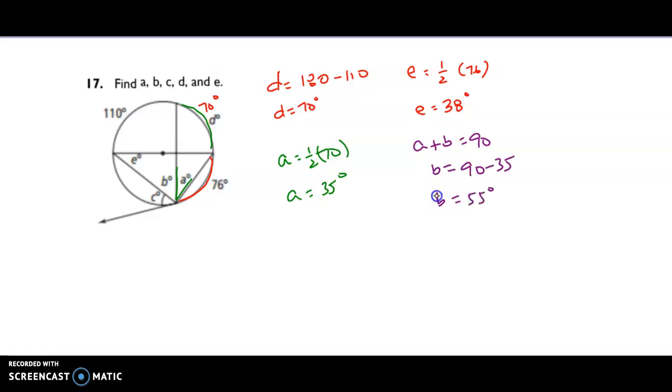And then lastly, angle C. Angle C comes from the theorem that, this angle right here. Here's the intercepted arc, right here. So if we can figure out this arc, then the angle is going to be half that. And so the arc itself is going to be 360 minus 110 minus 70 minus 76. And then once you figure out that arc, angle C is going to be half of that amount.